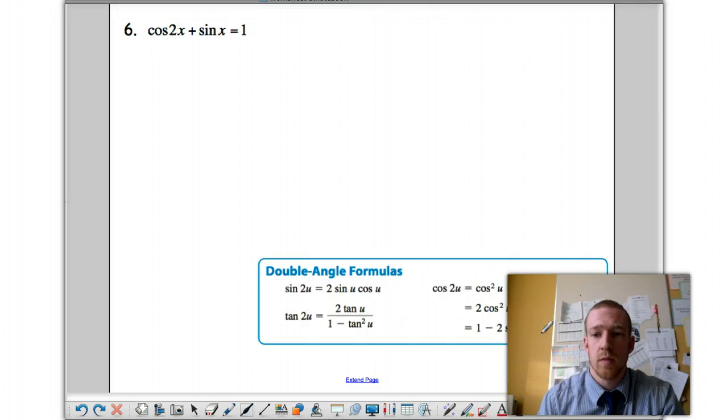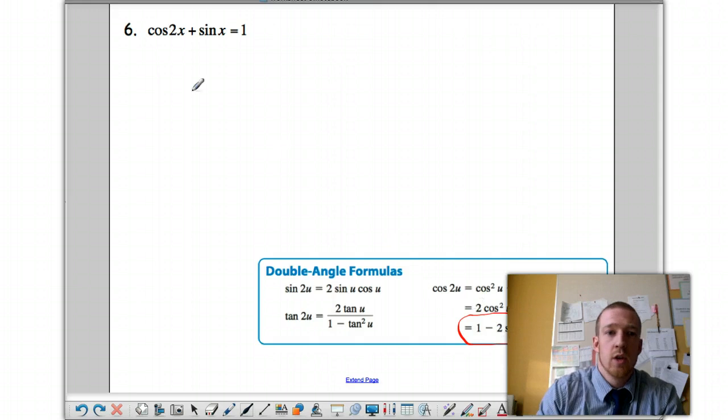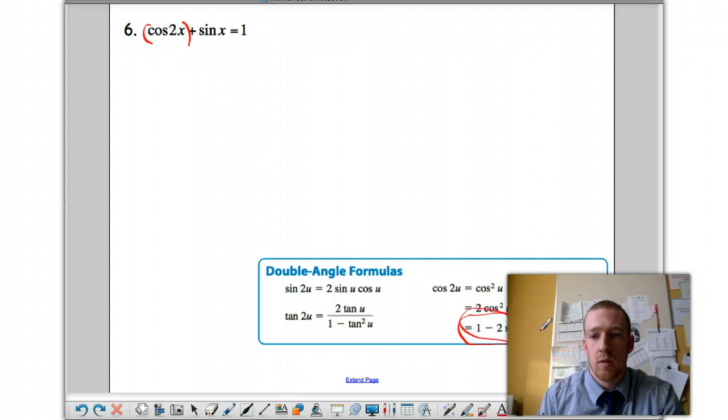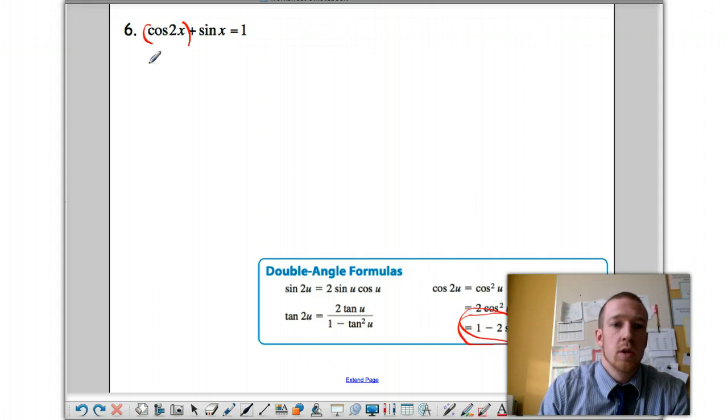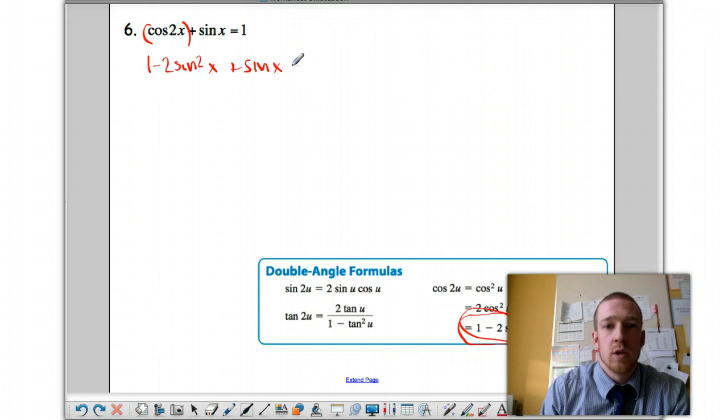Now there's 3 of them, and since we have to have this sine, we want to use the one that only involves sine, not cosine and not both of the functions. We want just the sine. So we're going to replace this with 1 minus 2 sine squared. So 1 minus 2 sine squared x plus sine x equals 1.